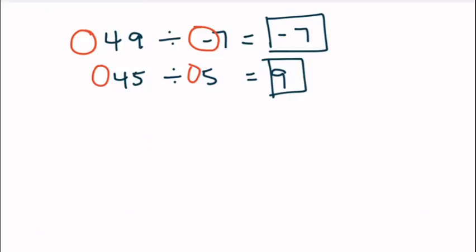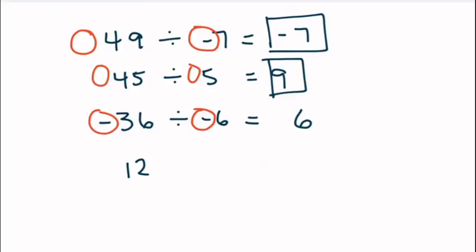Likewise, we're going to do two negative signs. So negative 36 divided by negative 6 is equal to positive 6 because it's two of the same signs. Let's do negative 12 divided by 4. And that's two different signs, a positive and a negative. So our result is negative.